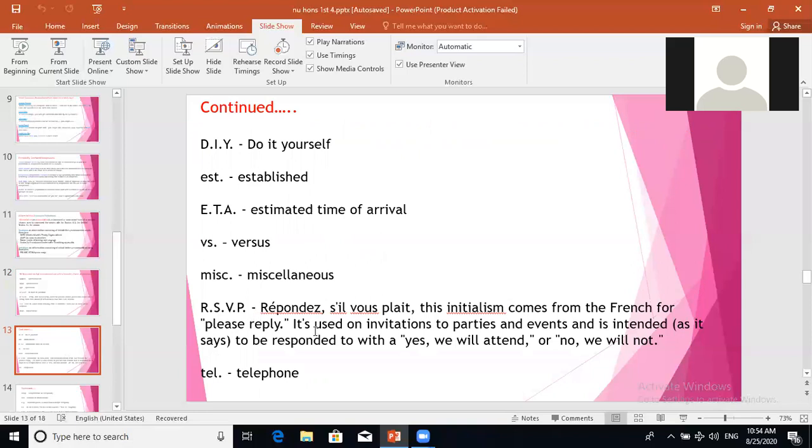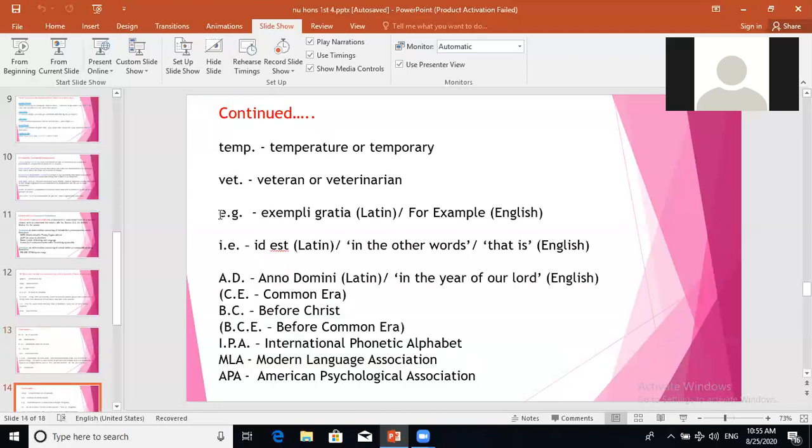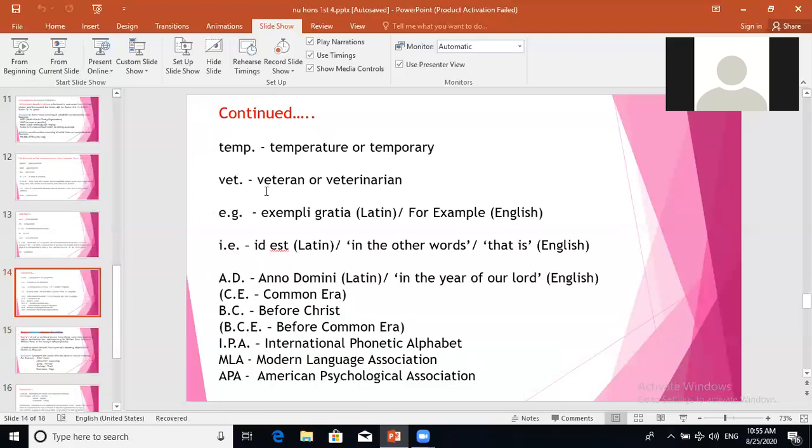RSVP, that's important, is a French phrase. Répondez s'il vous plaît. This initialism comes from the French for please reply. It is used on invitations to parties and events and is intended, as it says, to be responded to with a yes, we will attend, or no, we will not. So this is written on an invitation card. Tel means telephone. Temp means temperature or temporary. Vet means veteran or veterinarian, that is related to livestock.